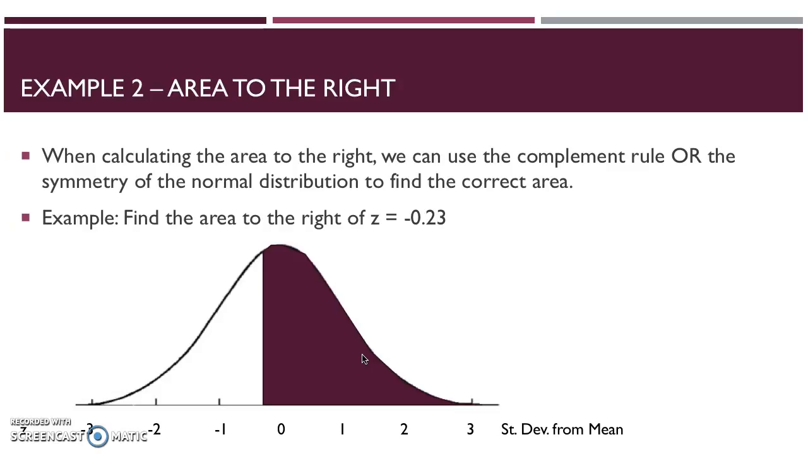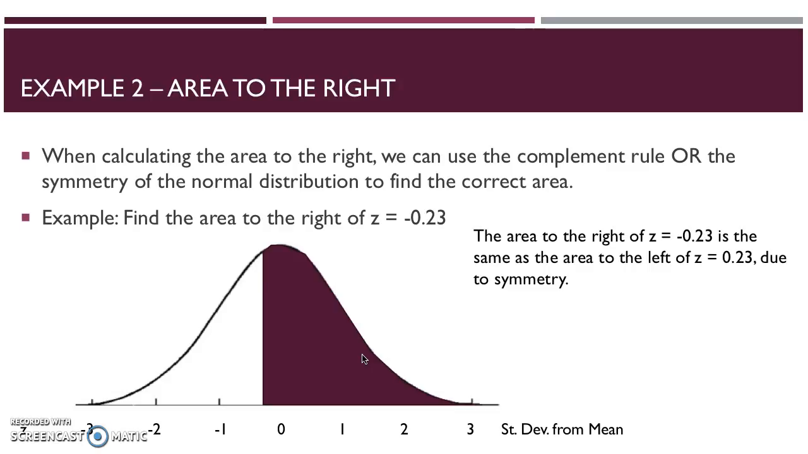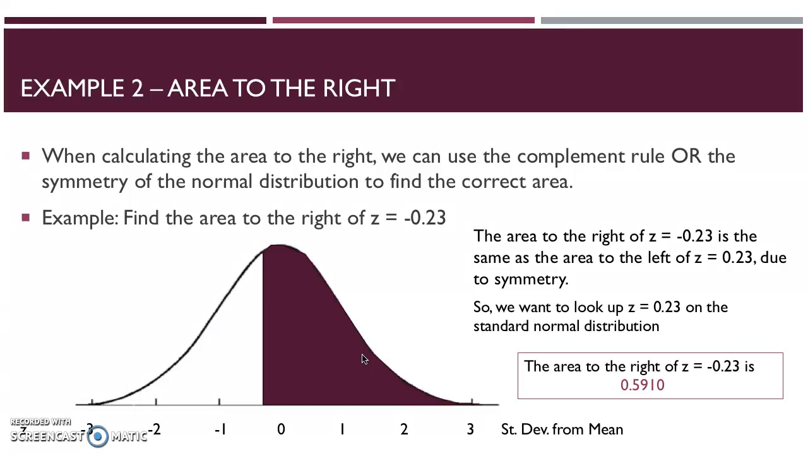Okay, if I would move this distribution, if I put the line at positive 0.23 and shaded to the left, it would actually be the same amount of area because of the symmetry of the distribution. So if I look up positive 0.23 on that standard normal distribution in the back of your textbook, you could find the area without having to worry about 1 minus anything or accidentally looking up the wrong number. The area to the right of negative 0.23 should be 0.5910. You would want to look for positive 0.23 on your chart to confirm that.